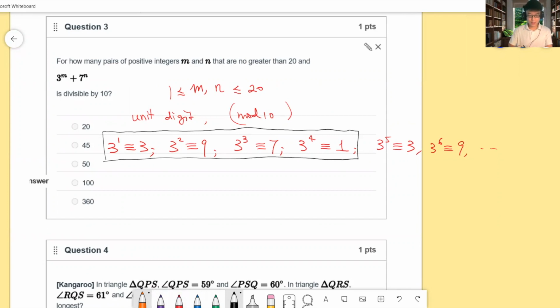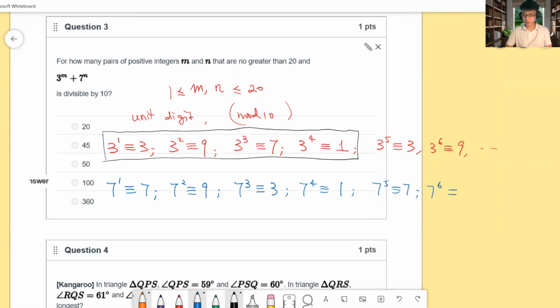And next, we consider the remainder of 7 to some power. So 7 to the first power, which is 7. 7 squared, 49. So the unit digit is 9. 7 cubed, 3. 7 to the 4th is 1. So we expect a repeating pattern later. So 7 to the 5th, it goes back to 7, and 7 to the 6th, it goes back to 9, and it repeats. So this is still a 4 cycle.